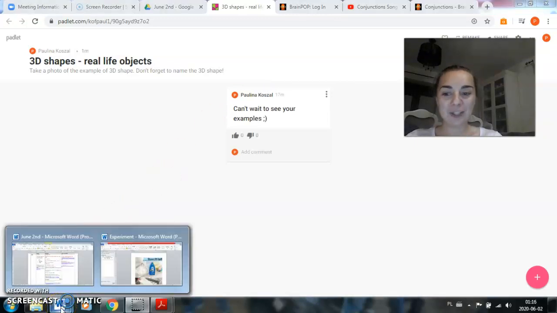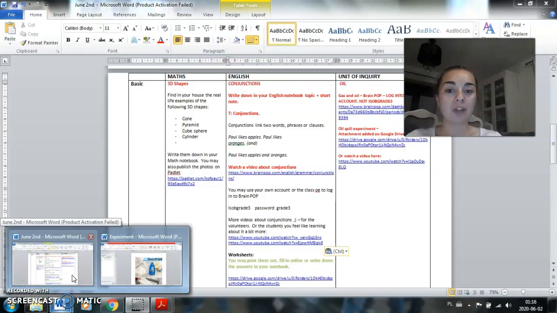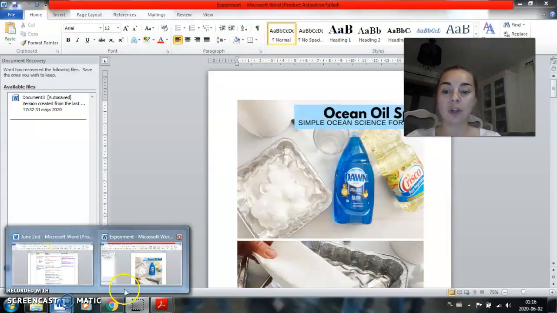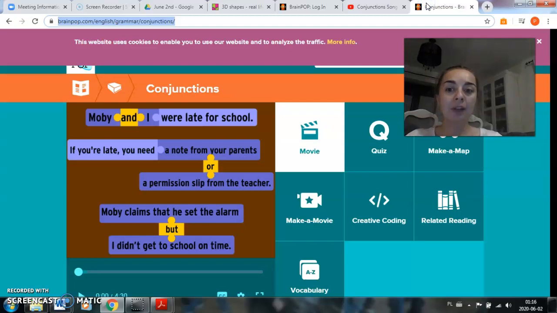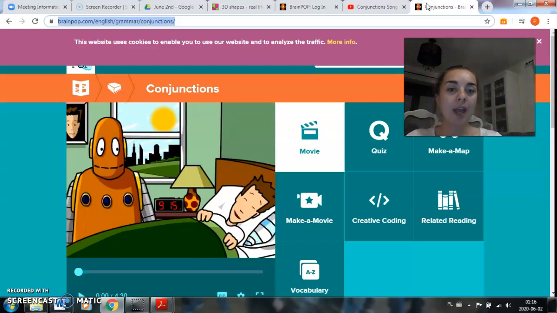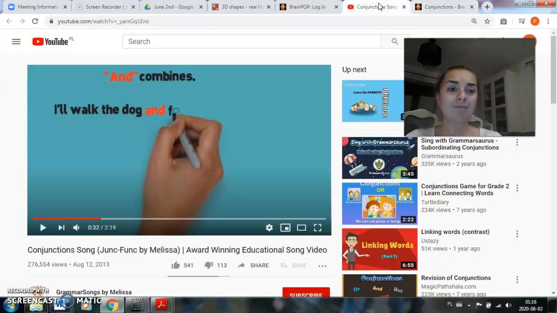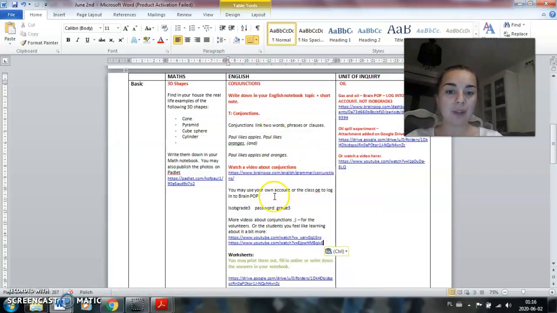And now English. So today we will talk about conjunctions. So the words that link words, phrases, or clauses. Okay, so I would like you to watch a BrainPOP video about conjunctions. Remember, you can log in as ISOB grade 3. The password is grade 3. For the volunteers or those who feel like learning more about conjunctions, those who need some more explanation, there are videos on YouTube. Okay, 2 links are there as well.